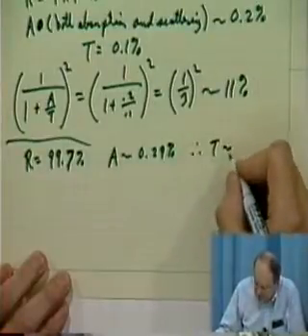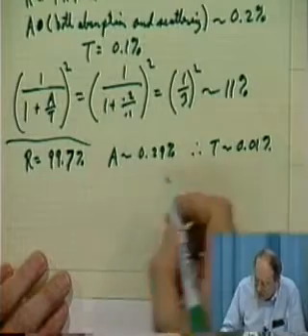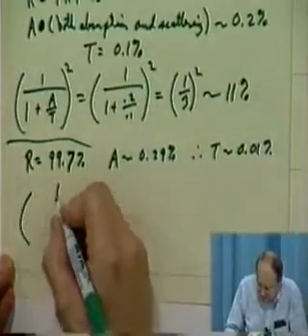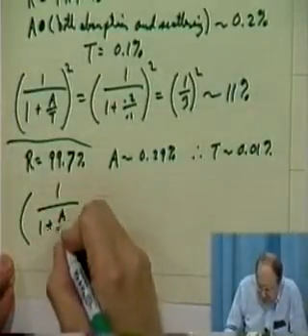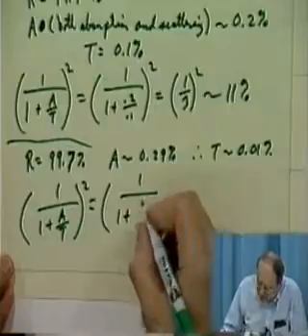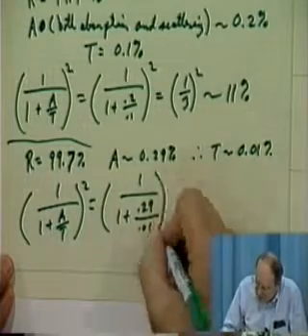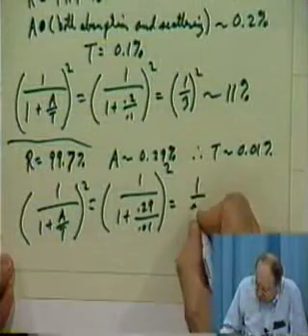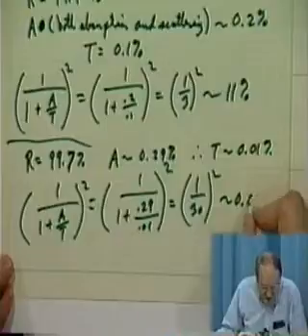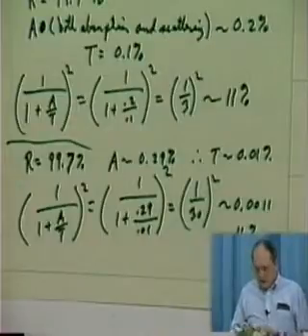And so the transmission here is now, what is it? 0.01%, I guess, to add these up to 100%. Well, what do we get now? 1 over (1 plus A over T) squared is 1 over (1 plus 0.29 over 0.01) squared, 1 over 30 squared, or about 0.0011%. Not much light.